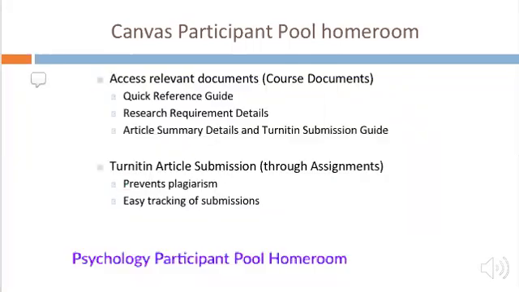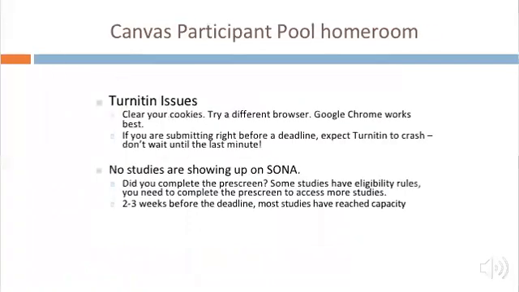Through Canvas Psychology Participant Pool Homeroom, you can primarily access documents including reference guides, research requirement details, and a way to submit the article summary. This will be done through Turnitin, article submissions under assignments in Psych Participant Pool Homeroom of Canvas. Turnitin prevents plagiarism and it easily tracks submissions. You want to make sure you double check that the paper was submitted successfully, so do not procrastinate on submitting any articles. If there are no studies showing up on SONA, make sure you completed the pre-screen survey to access more studies and plan ahead because 2 to 3 weeks before the final deadline, most online studies have reached capacity.